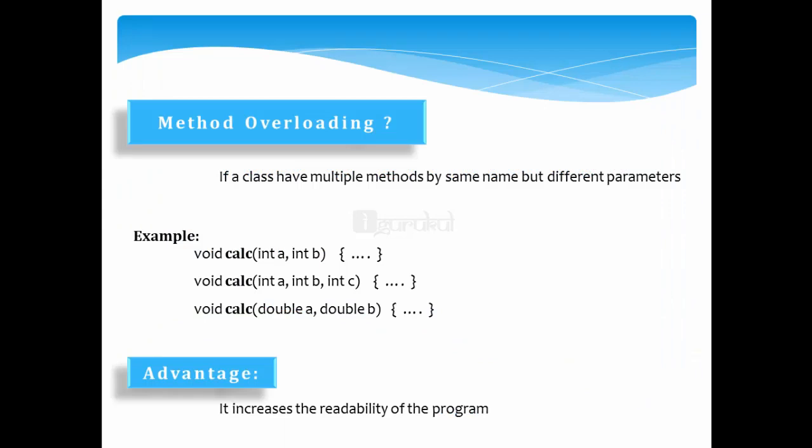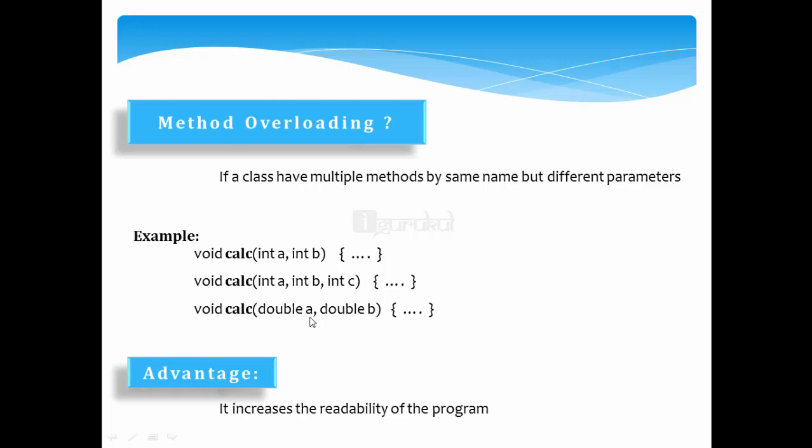What is method overloading? If a class has multiple methods by the same name but different parameters, that is method overloading. For example, you can see I have the same method name calc for each of the examples, but a different number of arguments within the brackets. And the main advantage of method overloading is that it increases the readability of the program. Let's take a simple and practical approach.